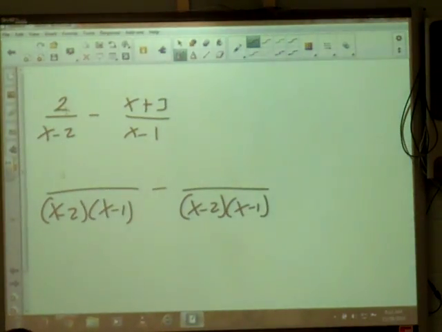The 2, it already had an x minus 2. So what new piece did I multiply on bottom? X minus 1. So I'm going to take that 2 and multiply it by x minus 1. You can go ahead and distribute it if you want to, but I didn't want to, because I confused people last time when I did that. Over here on the x plus 3, it already had the x minus 1. So what new piece did it get? X minus 2. So I've got to take that top and multiply it by x minus 2.